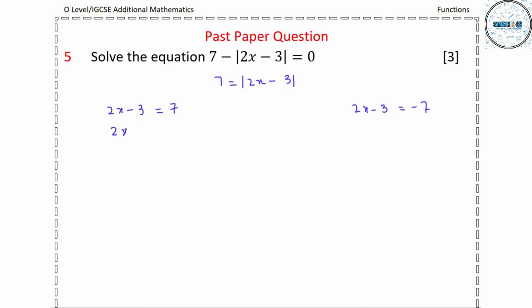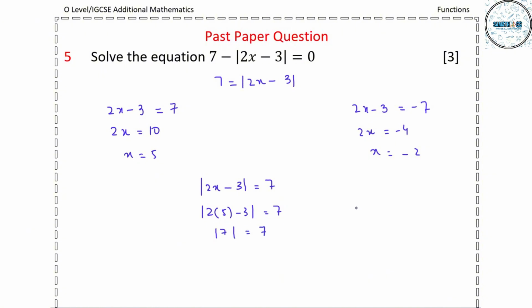So 2x is equal to 10 and x is equal to 5. Then 2x is equal to minus 4 and x is equal to minus 2. We will substitute these values in the equation to check whether it is satisfying the equation or not. Absolute of 2x minus 3 is equal to 7. We will substitute here 5. 2 into 5 minus 3 is equal to 7. So it is absolute of 7 is equal to 7.